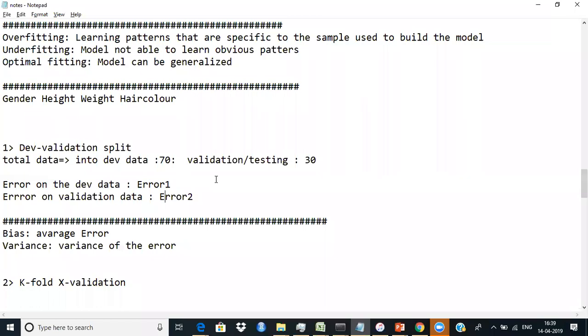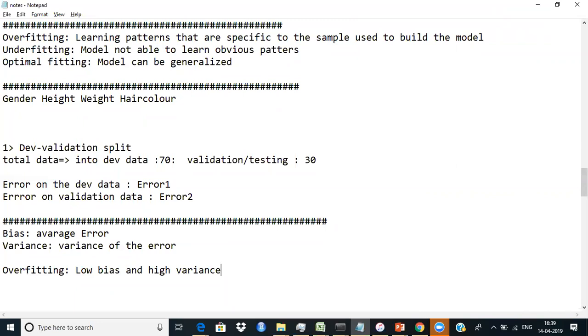Makes sense? Okay. So a telltale sign of overfitting is low bias and high variance. This is a telltale sign of overfitting. Low bias, high variance. Make sense? Okay.